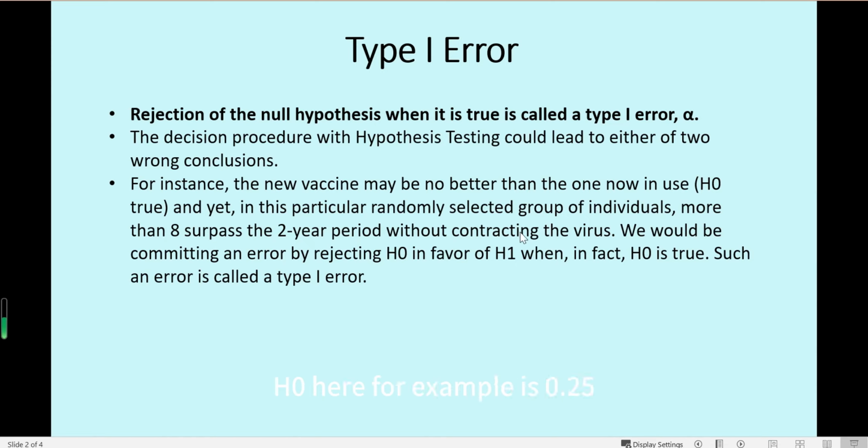H0 here, for example, is 0.25 for a binomial process, with 0.25 being the success rate in each trial. And for a 20 sample, if you get more than 8 positive, then you will usually reject H0. But actually H0 may be true, because if H0 is true, you can also get 8 positive in a sample of 20. But if we set the critical line at 8, so you get 8 positive, then you reject H0. So in this case, you commit a type 1 error.